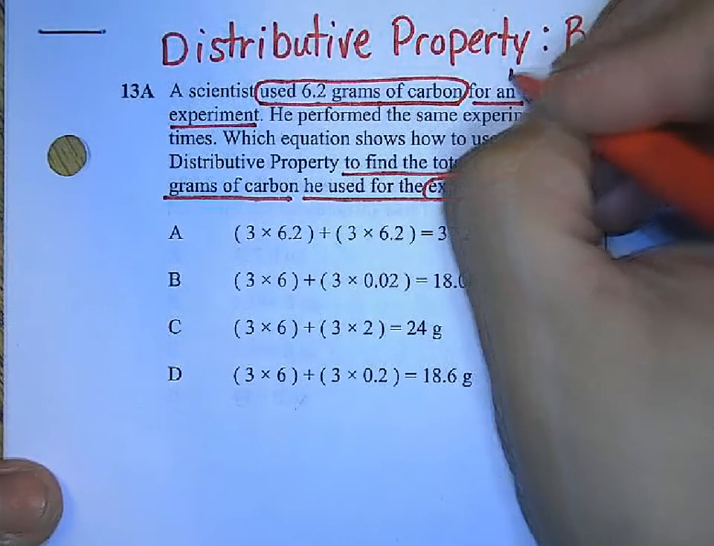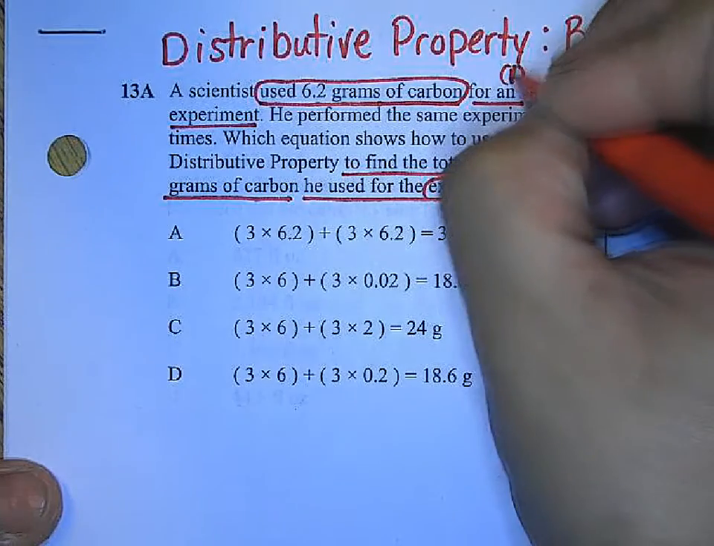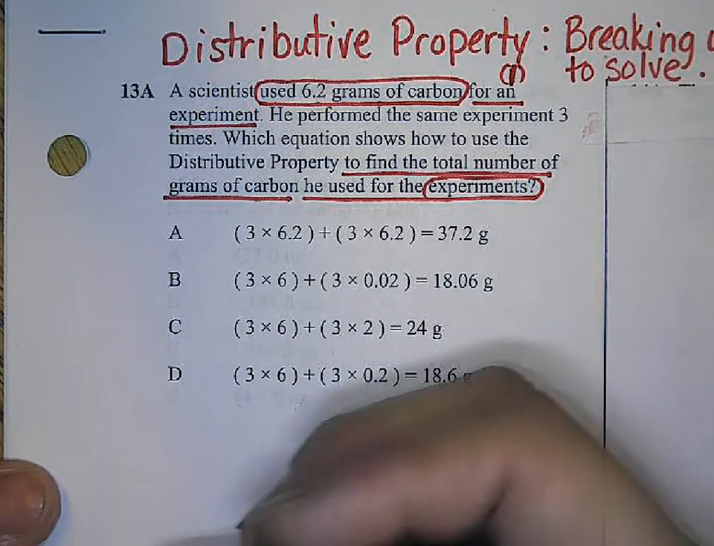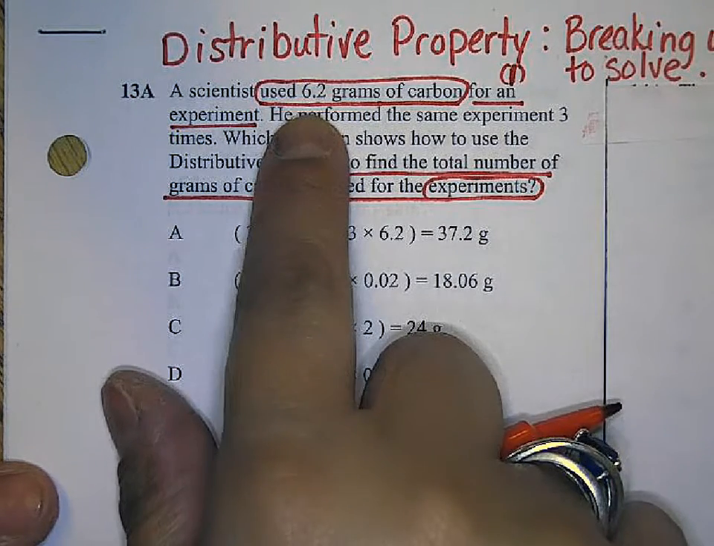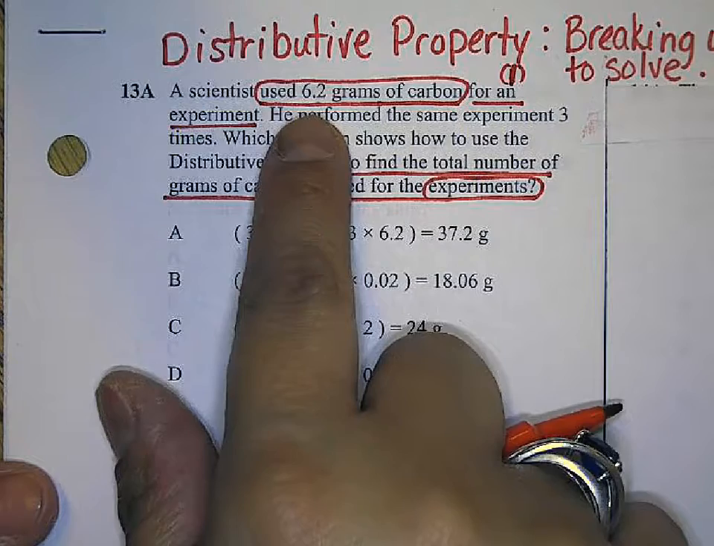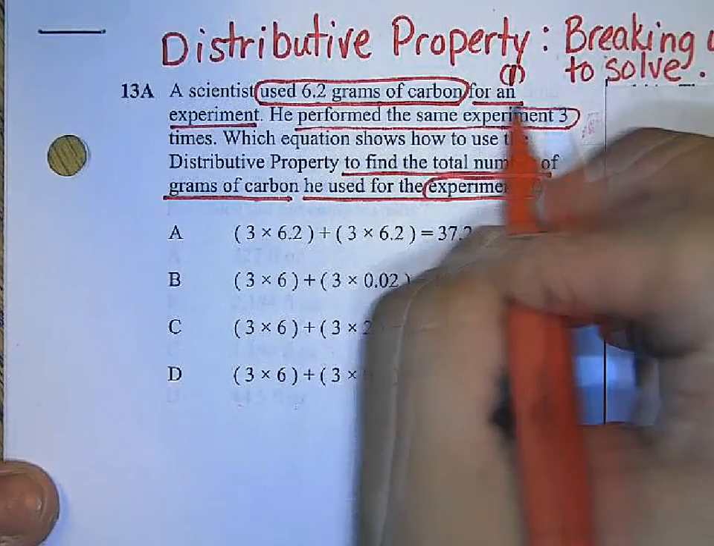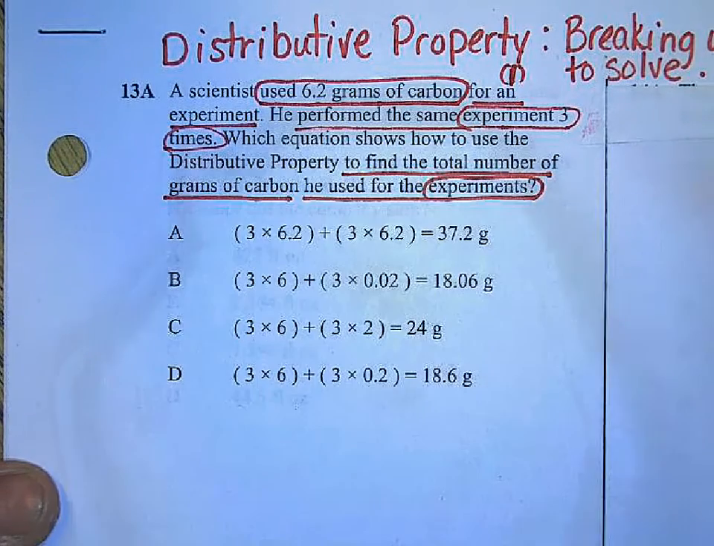What does "an" mean? For how many? One. For an experiment means 1 experiment. So for every 1, he used how much? 6.2 grams. It says he performed the same experiment 3 times.